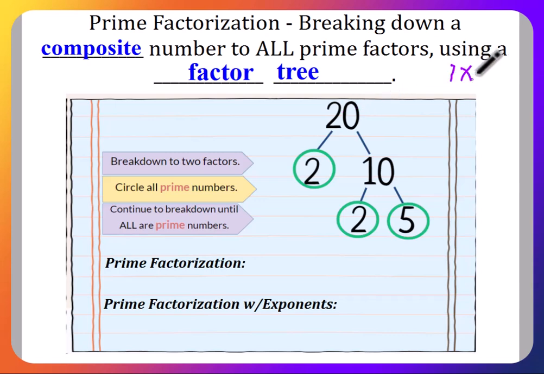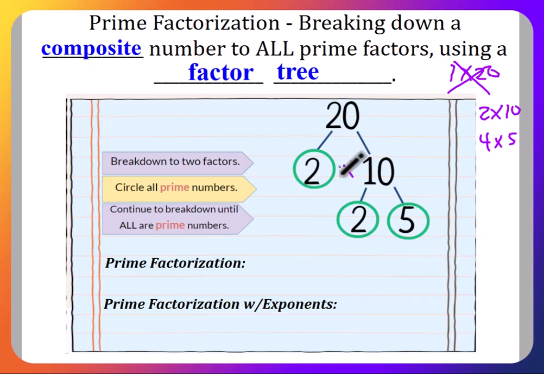Okay, so the first thing you do is you start by choosing two factors that give you 20. You're not going to choose 1 times 20 because you're still left with 20. But you could do 2 times 10, which is what is done here, or you could also do 4 times 5. So looking at the 2 times 10, we draw little branches from the 20 to show one branch for each factor. So we're going to do 2 times 10.